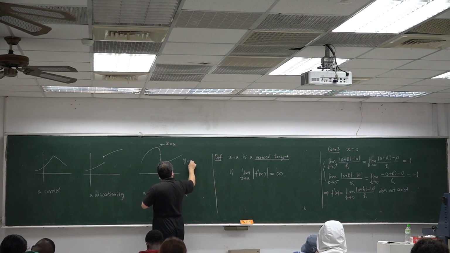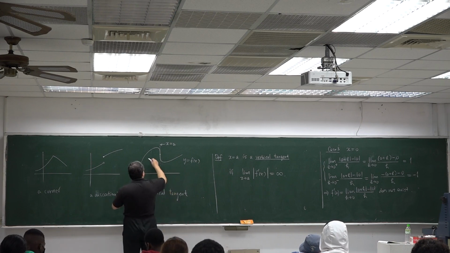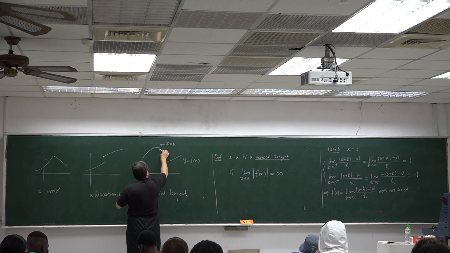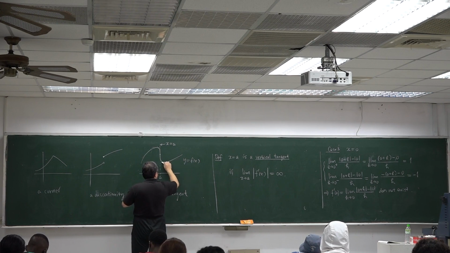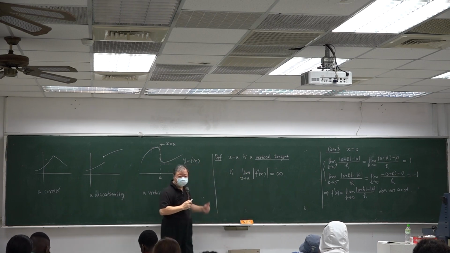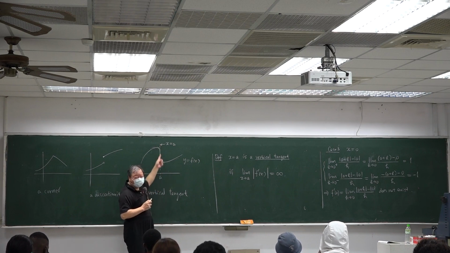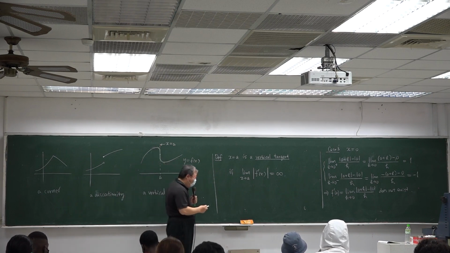This is y equals f of x. The slope is positive, 0, negative, oh, goes to negative infinity. So this straight line is a vertical tangent.